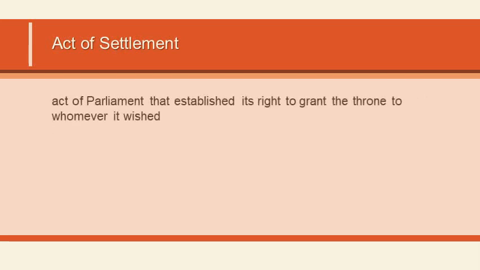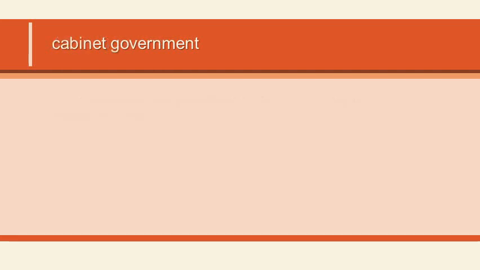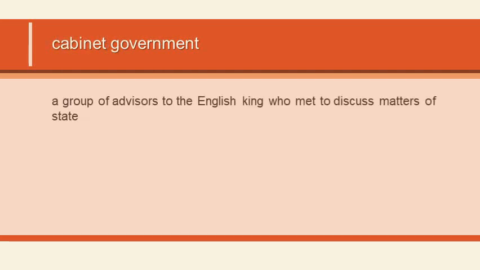The Act of Settlement. So again, this is giving Parliament the right to choose the king, or at least give credence to it. The cabinet government, and again, they're more and more going to be the ones who actually have the power. The prime minister, the foreign minister, the minister of treasury, or finances, the finance minister.